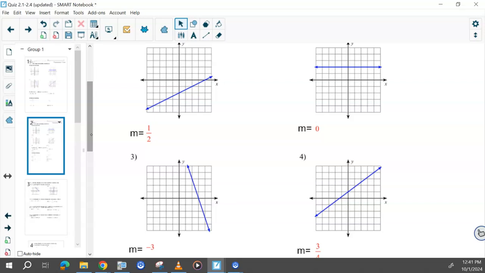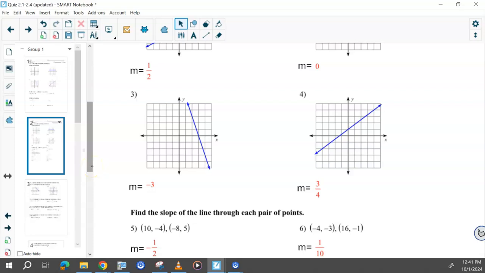So yeah, do the same thing on a piece of paper. And then for number 2, the slope was 0. So this is a horizontal line. Your slope is going to be 0. Number 3 should have been -3. Make sure you're simplifying. And then number 4 was 3/4. Questions on those 4? Make sure you're putting m equals, that you're simplifying, putting the negatives when it is negative.